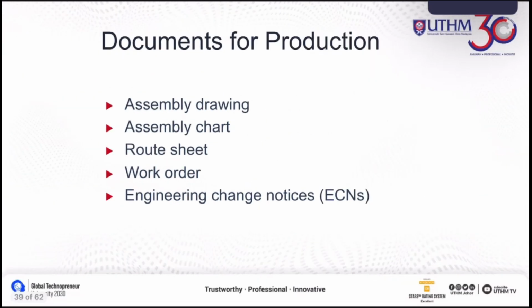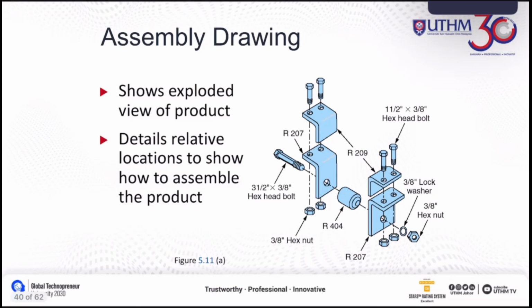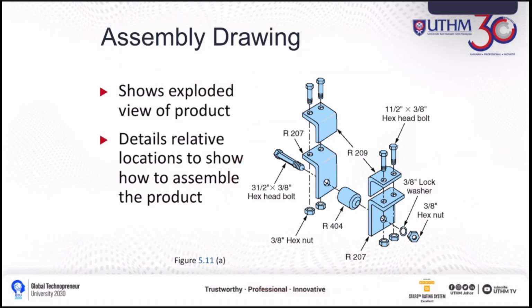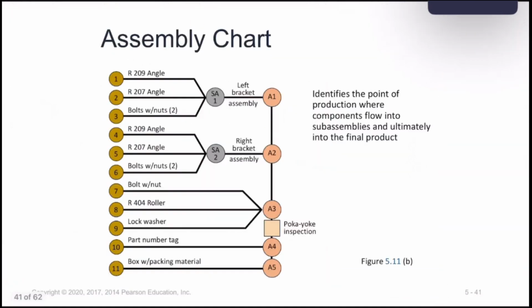Okay, now, what are the documents needed for the productions? So these are the documents needed. We have assembly drawing, assembly chart, root sheet, work order, and ECN. So you can look at this example. This is assembly drawing. So this is like IKEA instructions. So they have detail of location, how to assemble the product.